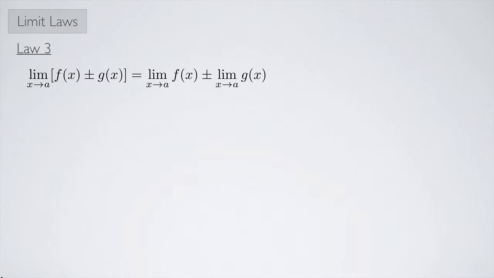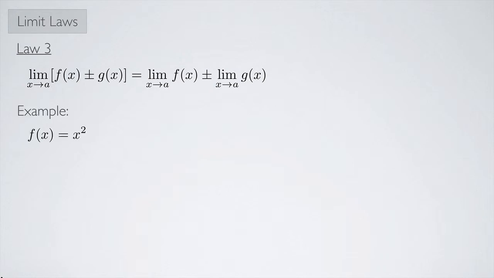Okay, law number 3. The limit as x approaches a of f of x, and then either plus or minus g of x, equals the limit as x approaches a of f of x plus or minus the limit as x approaches a of g of x. And keep in mind that we assumed that each of these individual limits, the limit of f of x and the limit of g of x, were each assumed to exist. If one of them or both of them do not exist, then this law does not hold. So this law only holds when the limits of f and g exist.